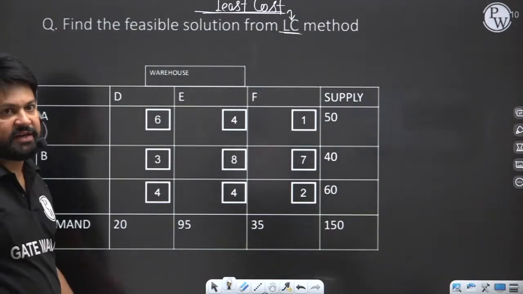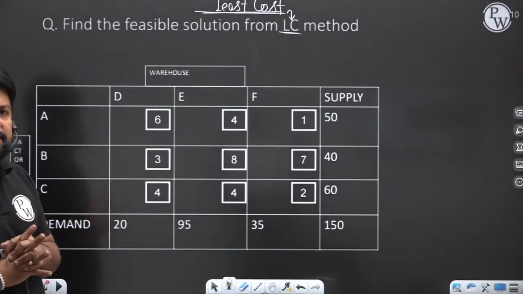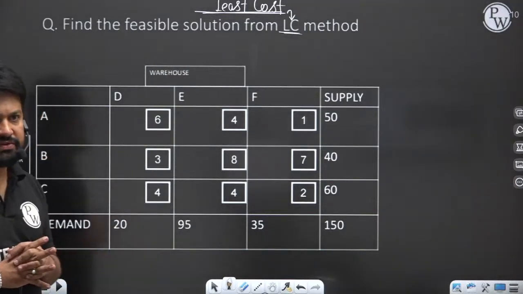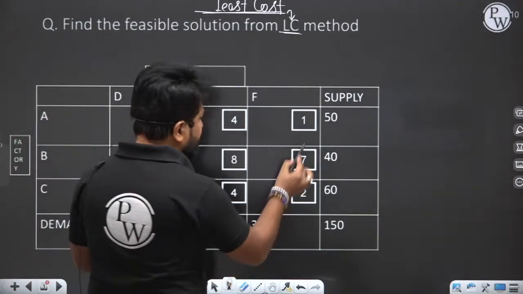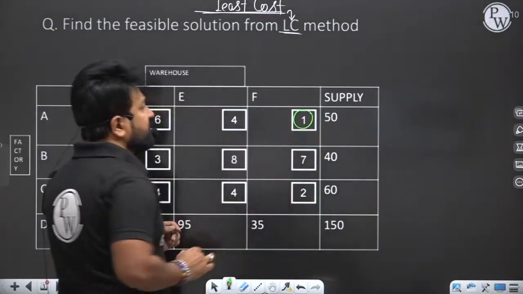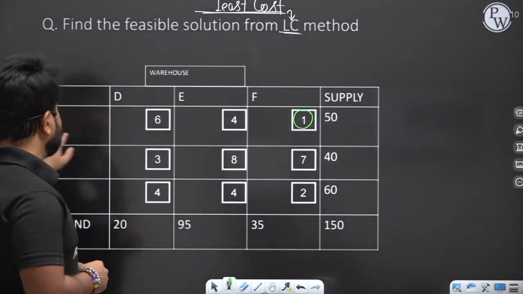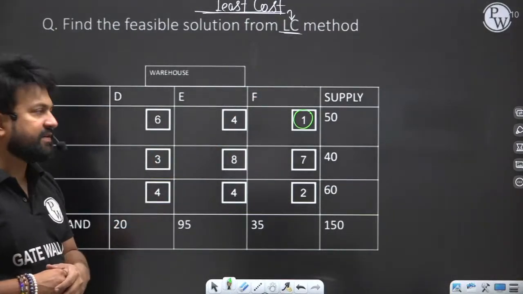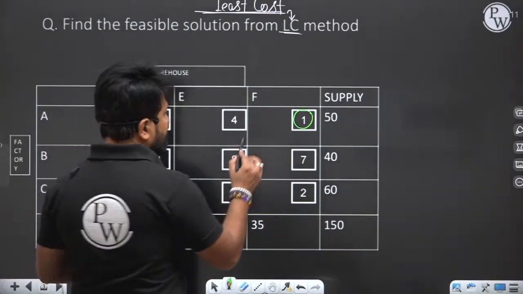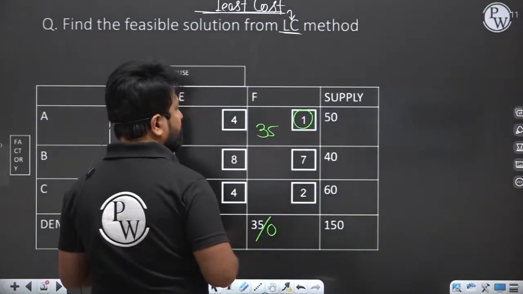So what the least cost method says is that you have to select the minimum transportation cost per unit. The minimum transportation cost per unit here is 1. So this unallocated cell is selected. It means A will supply to F. How much will A supply? 50. The demand of F is 35. So we are going to supply 35, and the demand is fulfilled.